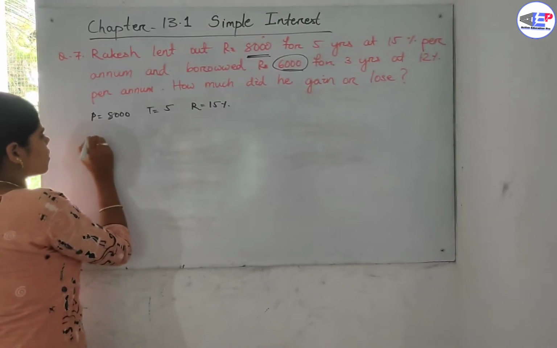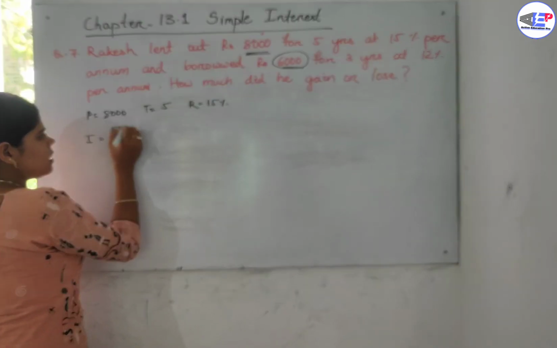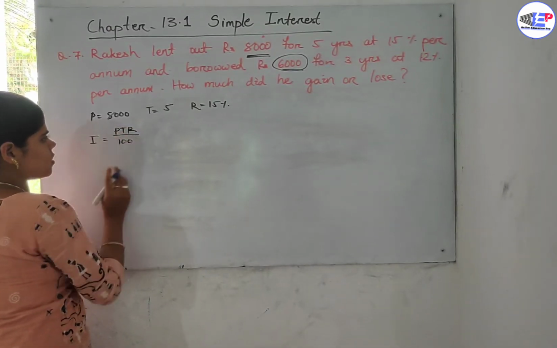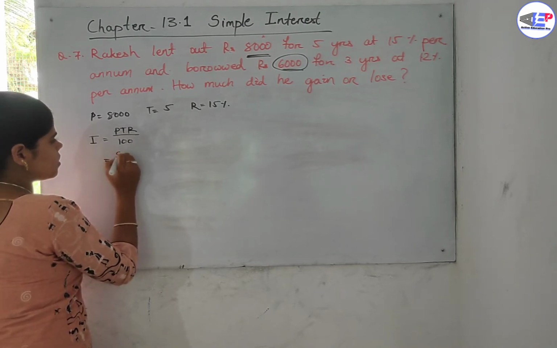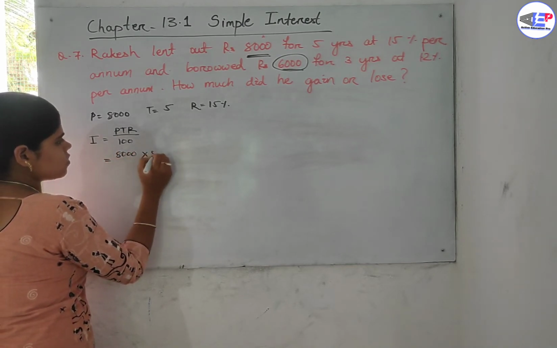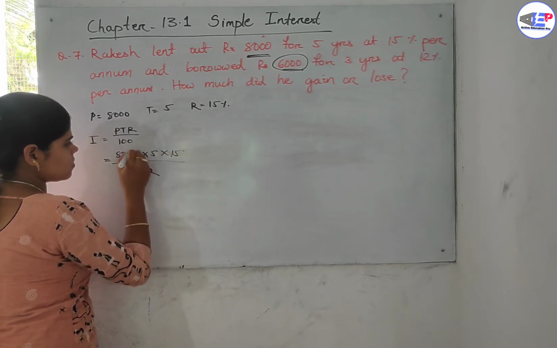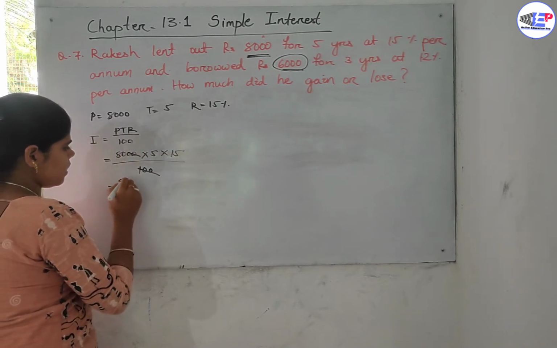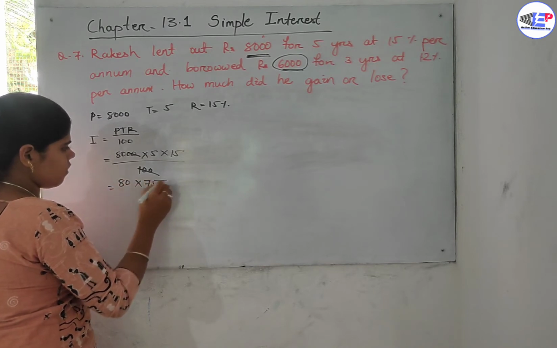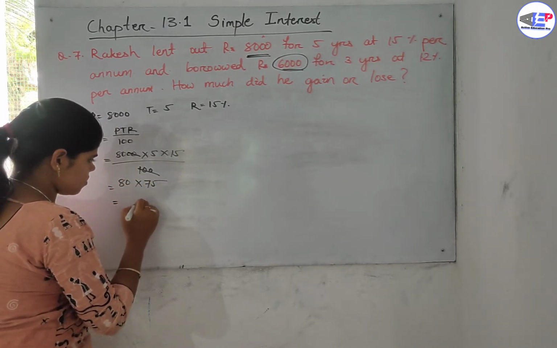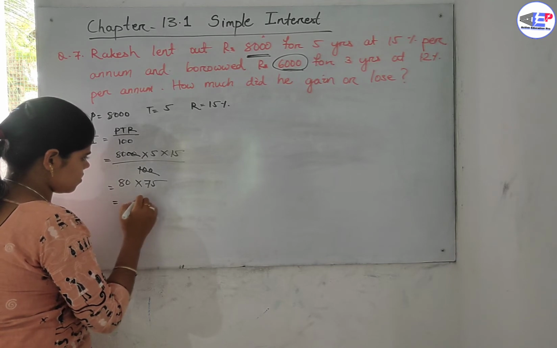Okay. So first calculate I is equal to PTR upon 100. So here P is 8,000, T is 5 and R is 15 upon 100, cancelled by 00 and it will be 80 into 75.